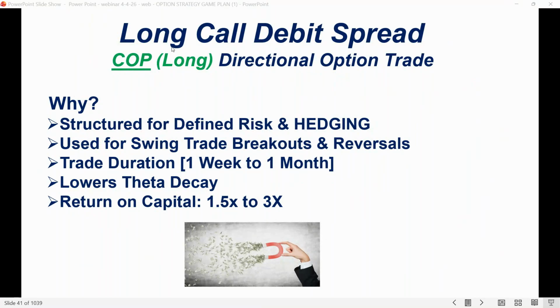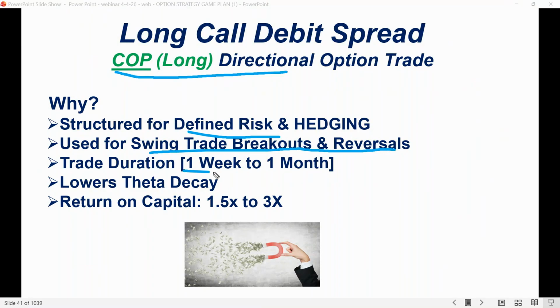All right. So again, first one, let's look at just a call debit spread. Here's an example on ConocoPhillips. So this was a long directional trade setup. A defined risk trade. So you could have been long just calls, but this was structured to have defined risk. So we've got our risk cap, but we've got our profits capped as well. Great for swing trades and breakout reversal type trades.